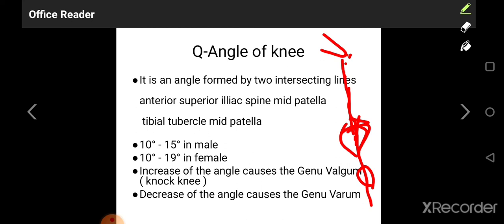And this angle is more in case of females because of the wider pelvis, that is from 10 to 19 degrees, and in case of males it is from 10 to 15 degrees. If this angle increases because of any cause, it causes genu valgum, that is knock knee. In this case, both the knees are towards the midline. When this angle increases, it causes genu valgum, and when this angle decreases, it causes genu varum.